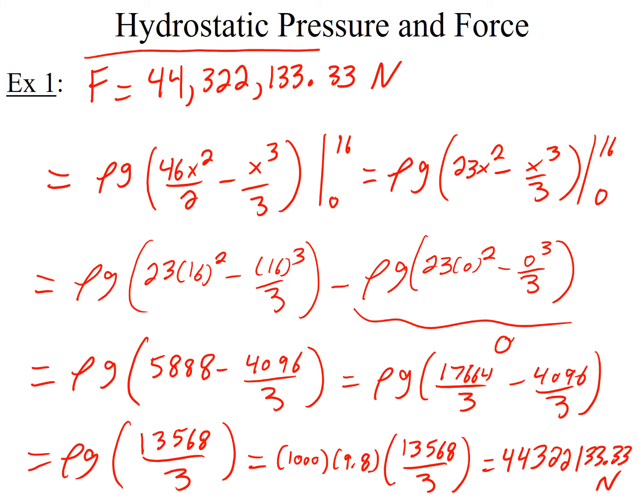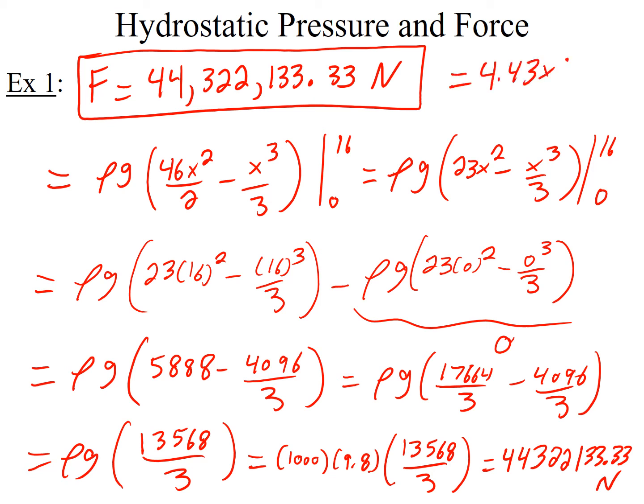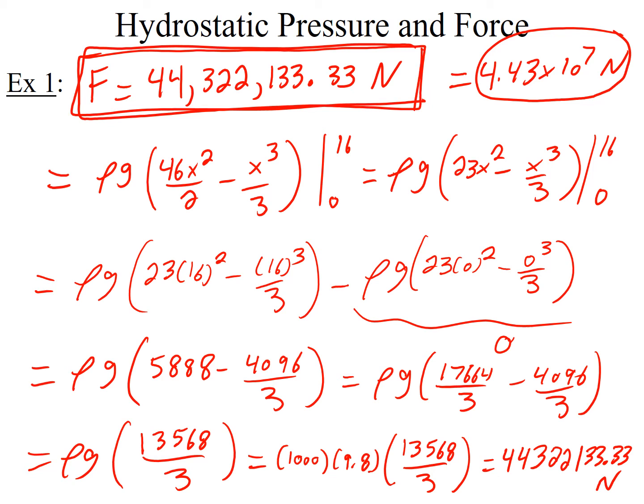That's why dams are made of really thick concrete, so that they can have this much force on them and still withstand it. And the book just goes ahead and writes this in scientific notation, just so you know. So they write the first three digits, 4.43 times 10 to the 7 newtons, which is fine. But you could just write it like this. We don't have to worry about scientific notation. And that's example 1.